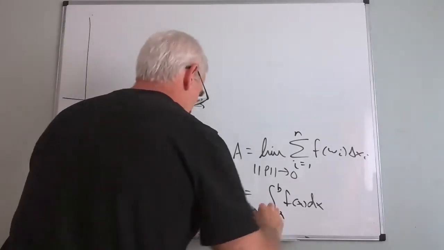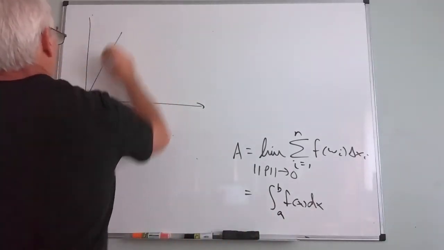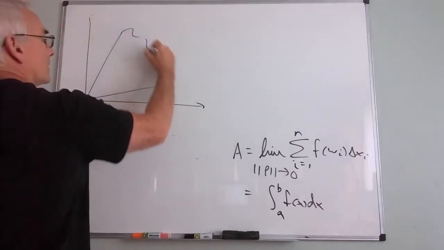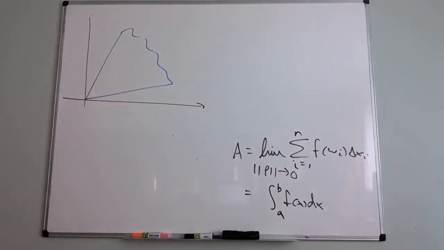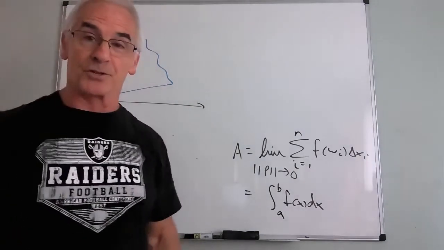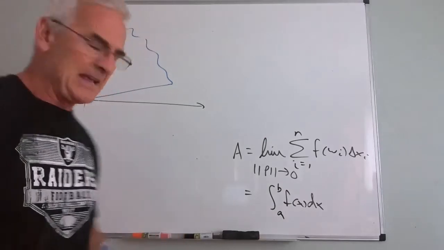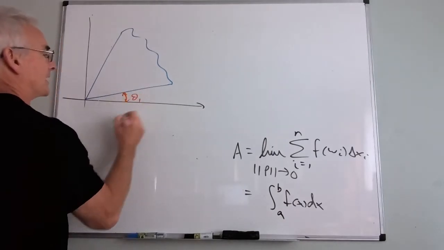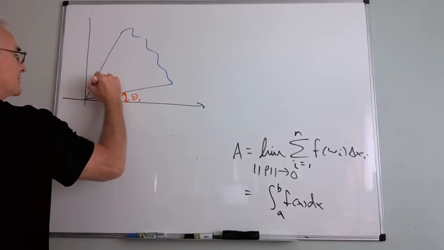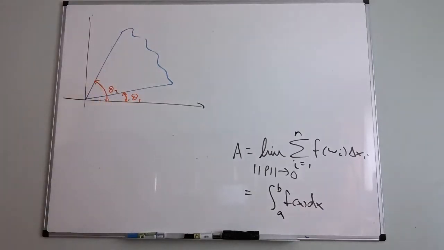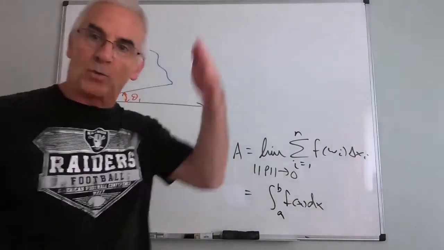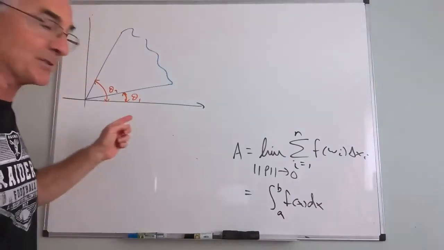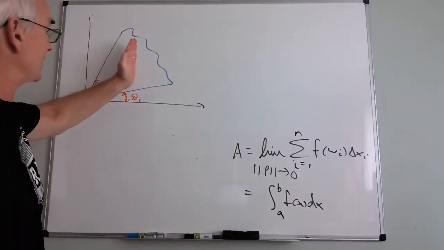So what if my region looked more like this? This is my region. Clearly, I'm not bound by y equals a function of x. I'm bound by something a bit more complicated. Let's say that this angle is theta 1, and that angle is theta 2, for lack of a better name. I would like to find this area, but I cannot do the same Riemann sum. Putting rectangles will not be useful because my boundaries are changing, right? My boundaries here are different than my boundaries here.